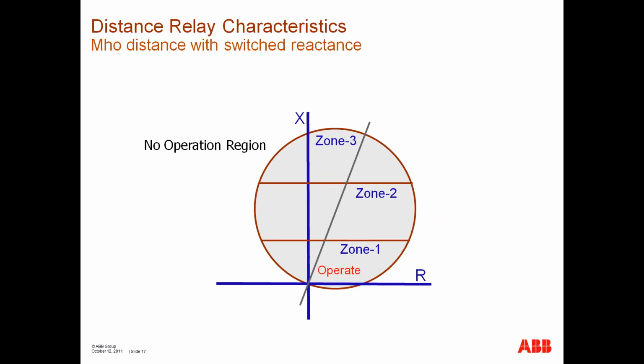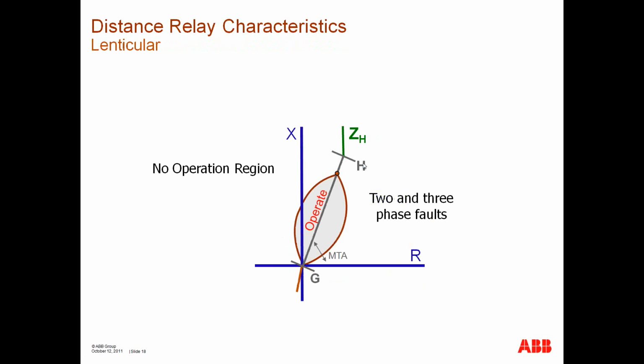And similarly, a mho distance characteristic where you have reactance lines that are separated into different zones. A lenticular characteristic, which is a variation of the mho characteristic. This was ideal for very, very long lines where you did not want the full mho characteristic.